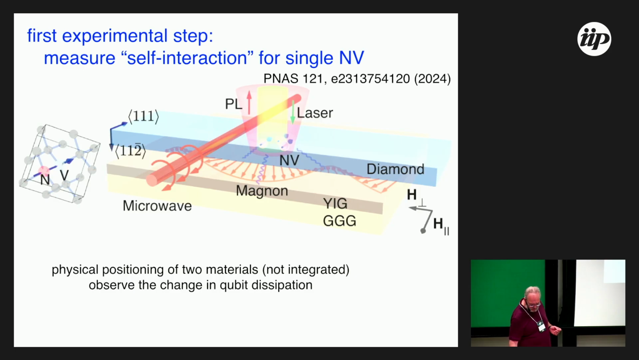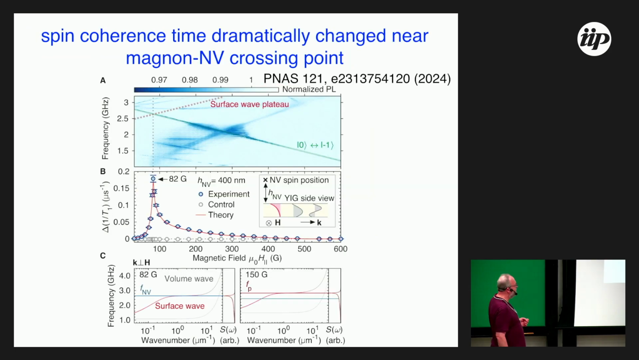And if you look at the behavior of this as you cross the NV excitation with the magnon excitation, you see a dramatic increase in the relaxation rate. And so this is modeled essentially without fitting parameters. It's a nice direct connection between the two, which tells us that we have a very high quality calculation of the coupling strength. So that's very reliable.